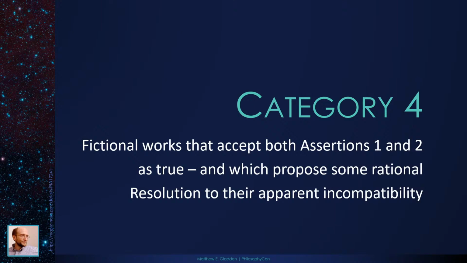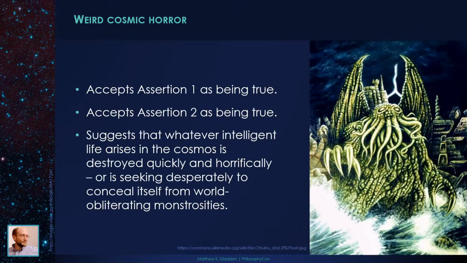Fictional works in our final category accept assertions 1 and 2, and they attempt to offer some rational explanation for how such seemingly contradictory facts could both be true. This category includes 3 types of fiction. The first is that of cosmic horror, the sort of weird tales authored by figures like H.P. Lovecraft. In a sense, it was preemptively addressing the spirit of the Fermi Paradox in the 1920s, before real-world science had made the paradox clear.